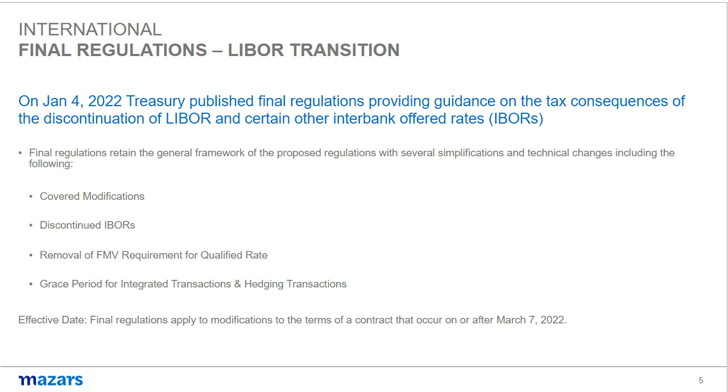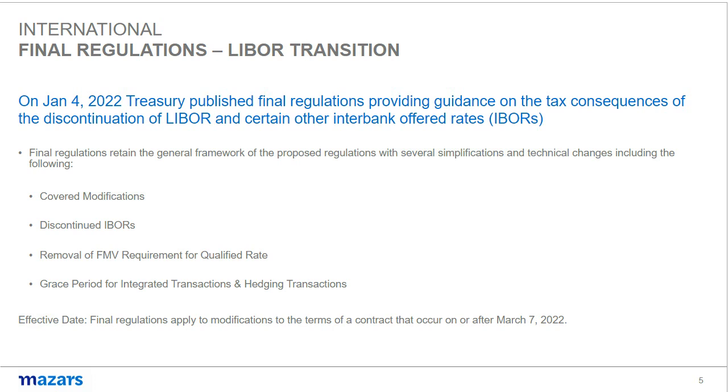Discontinued IBORs, discontinued rates, are rates that are going to be discontinued, and a rate ceases to be a discontinued rate 1 year after the discontinuation. In other words, the time to apply these regulations is limited. It's not open-ended to make these changes forever and not be considered a sale or exchange. A qualified rate is going to be on the list of eligible rates, for example, the secured overnight financing rate.